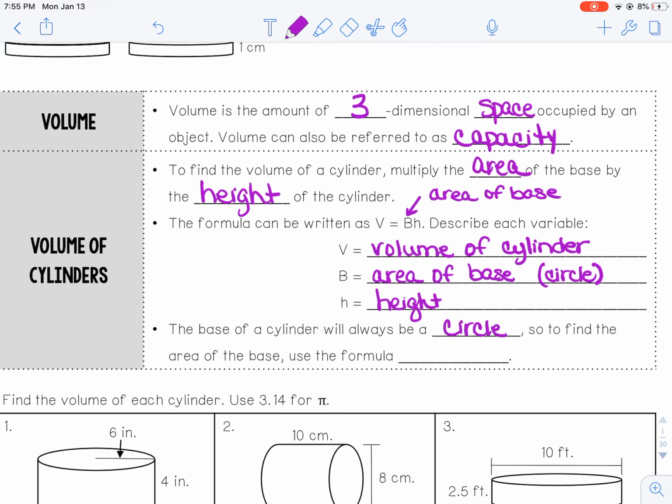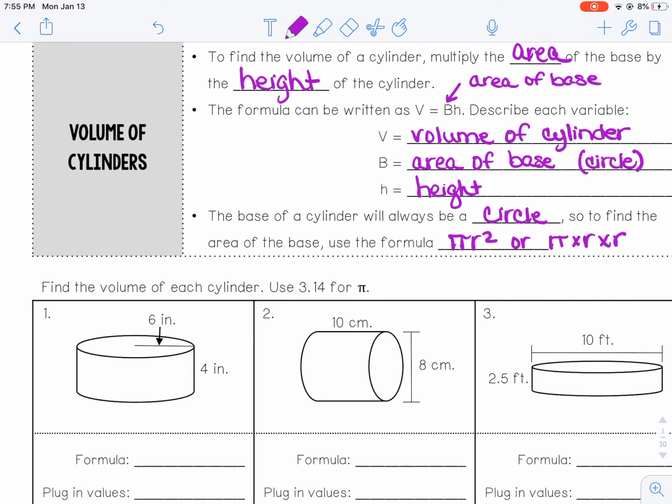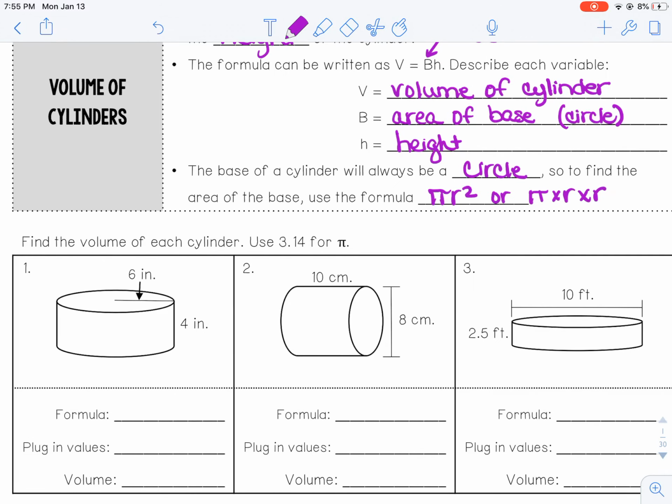If you look at the picture up above, you've got the coins, and coins make a circle. So to find the area of the base, you need to use the formula pi r squared, or in your calculator, you can do it as pi times r times r. You'll always have instructions that tell you what to use for pi. If you don't, that means you can use anything. You can use 3.14 for pi, you can use the pi button on your calculator, you can even use 22/7. But if it explicitly tells you what to use for pi, you must use that.